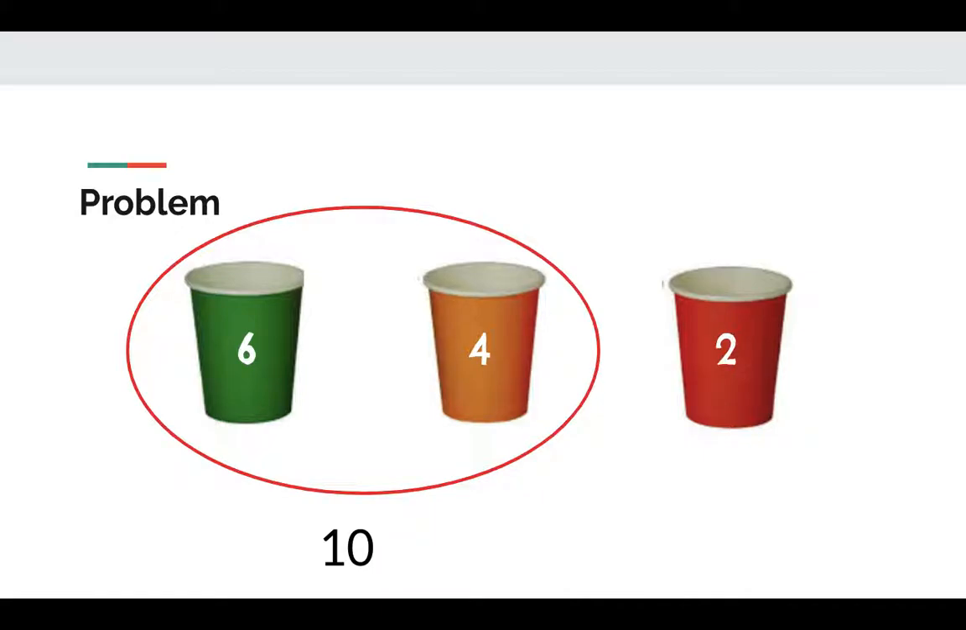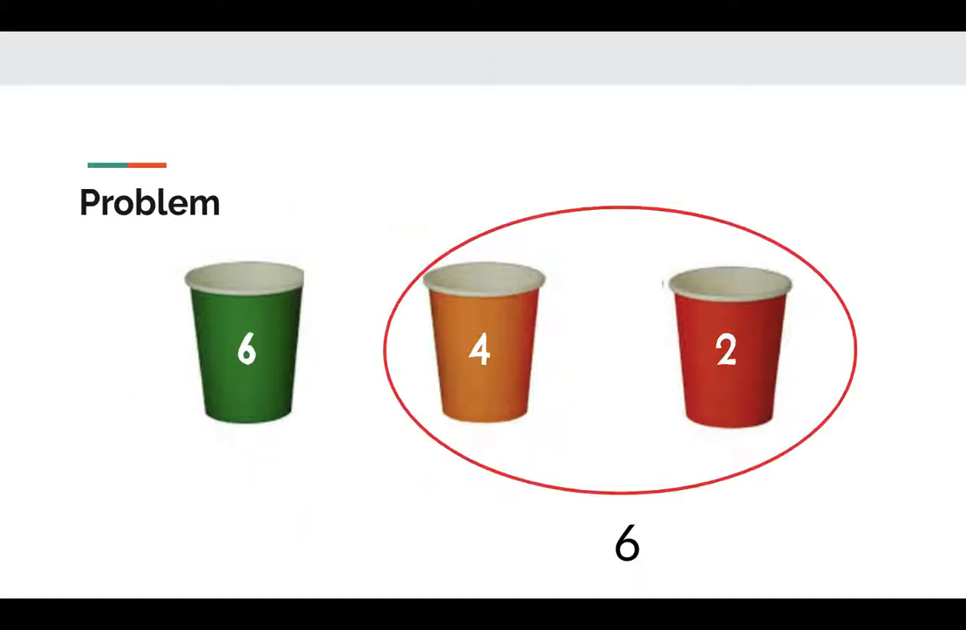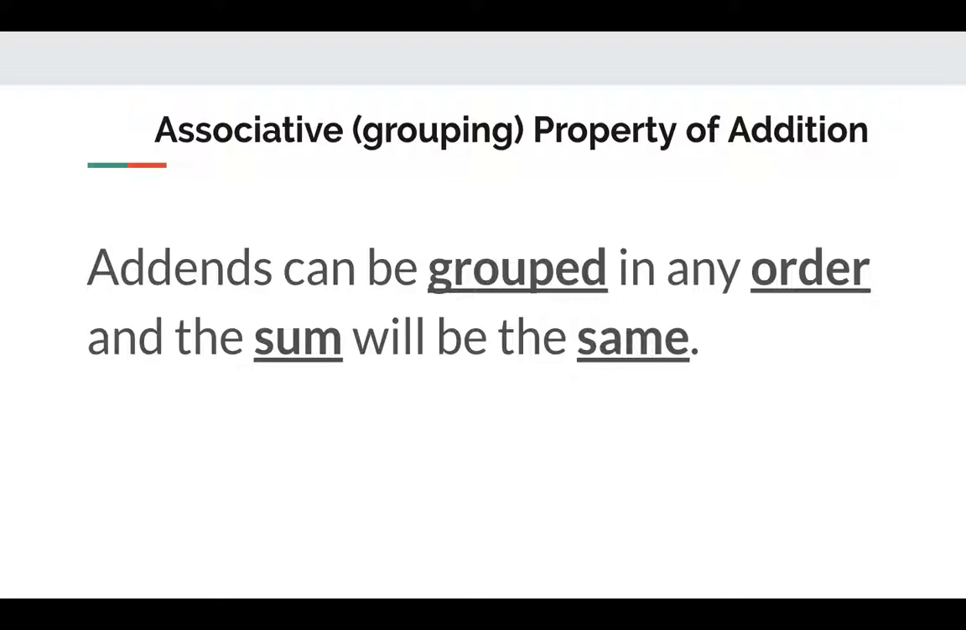Let's say instead I start and I have those same cups, but when I'm adding them, I start with 4 and 2. So I know that together that's 6. Then if I add 6 more, it's 12. So no matter what order I put them in or I count them in, I still have the same number because those add-ins didn't change. This is called the associative or grouping property of addition. Add-ins can be grouped in any order and the sum will be the same.